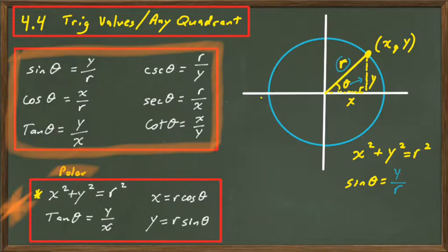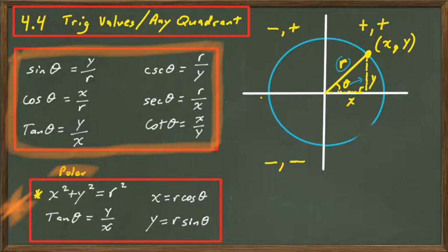Would you agree in this quadrant, quadrant 1, the x is positive, the y is positive? In quadrant 2, you have a negative x and a positive y. Quadrant 3, you have negative x and negative y. And in quadrant 4, you're going to have a positive x and a negative y. You do need to know that all of these are alphabetical, x, y, but also cosine, sine, cosine, sine.